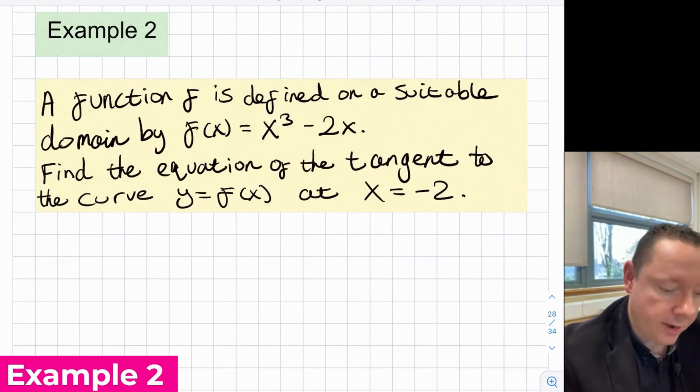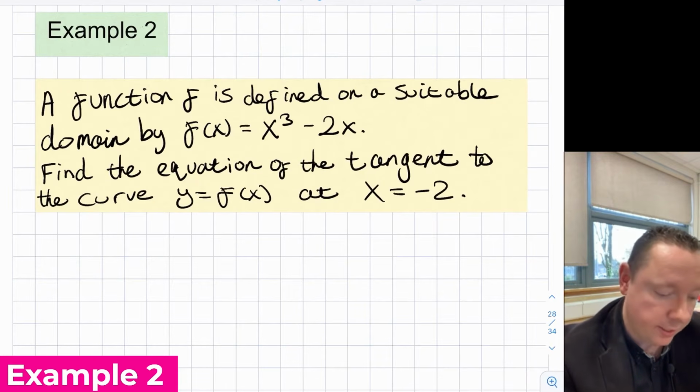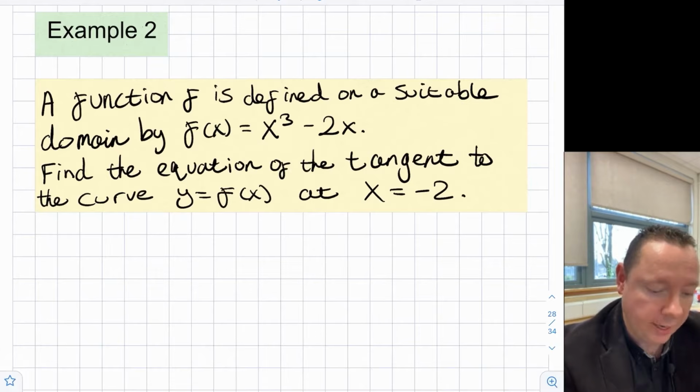A function is defined on a suitable domain by f of x is x cubed minus 2x. Find the gradient of the tangent to the curve y equals f of x at x equal to minus 2.